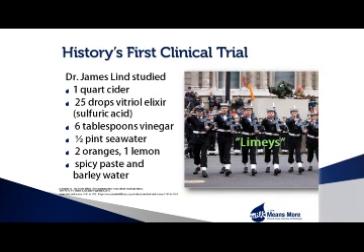In history's first clinical trial, physician James Lind discovered the cure to scurvy. Dr. Lind tested the hypothesis that a dietary acid source would prevent the disease. He randomized these treatments among 12 sick sailors: 1 quart of cider, 25 drops of vitriol elixir, sulfuric acid, 6 tablespoons of vinegar, 1/2 pint seawater, 2 oranges and 1 lemon, and a spicy paste with barley water.